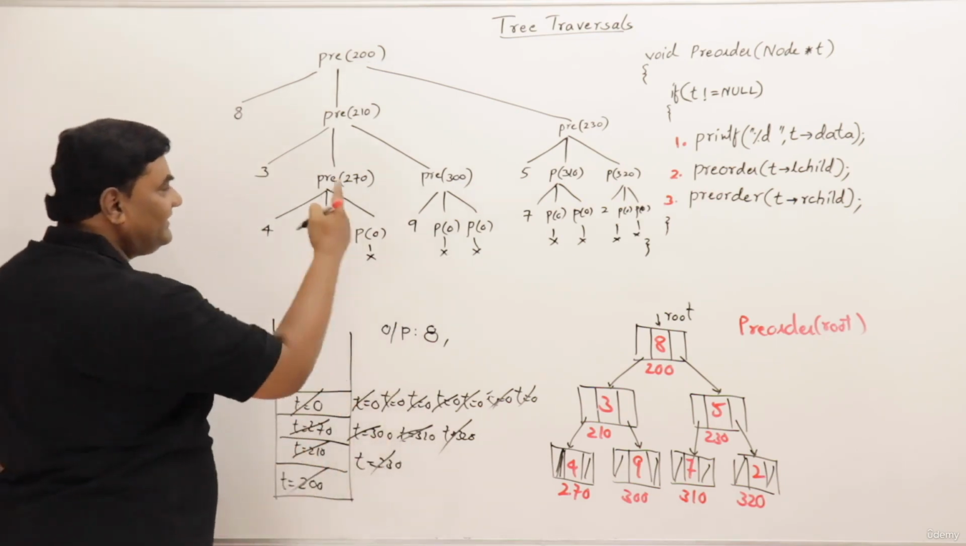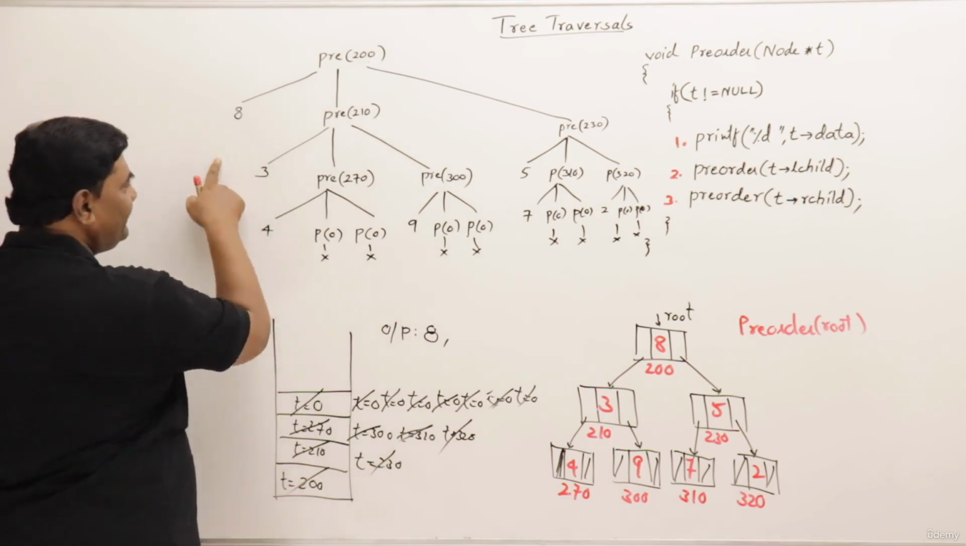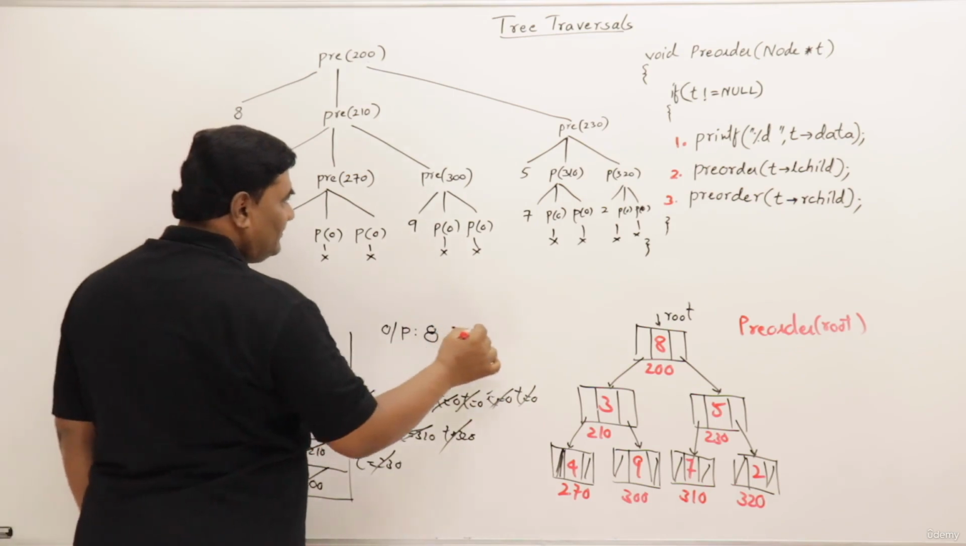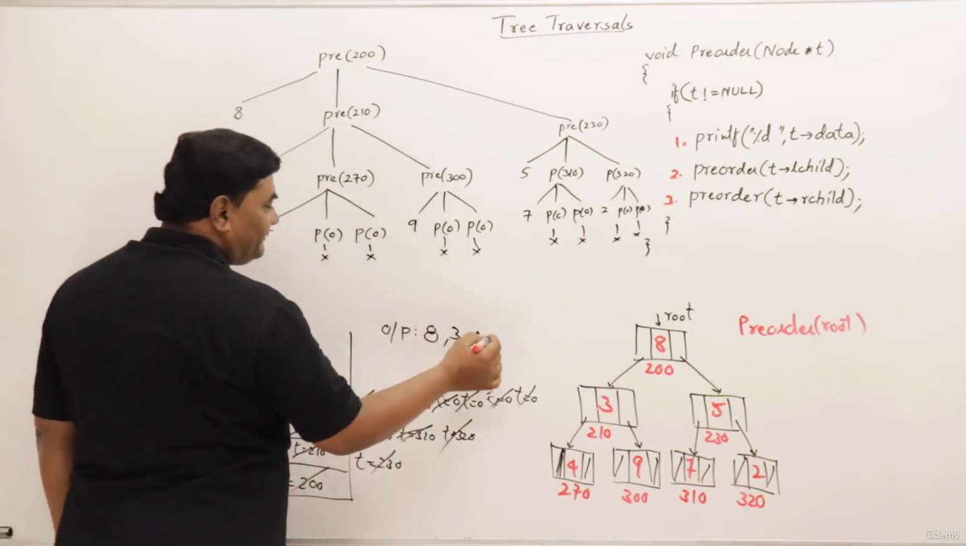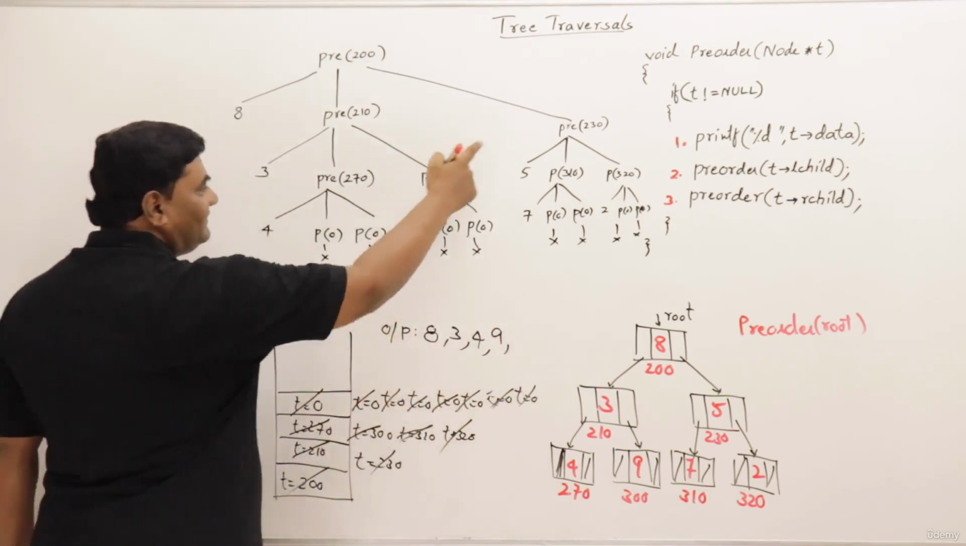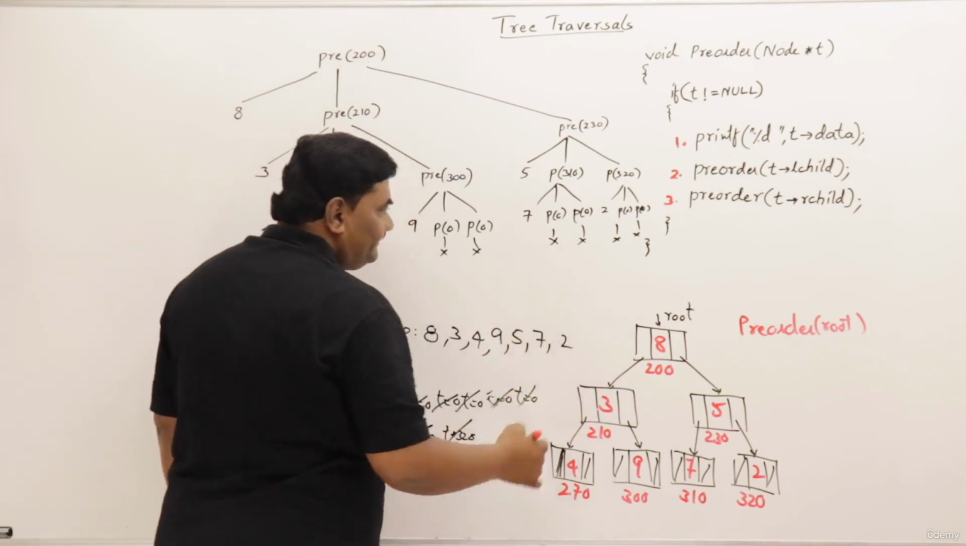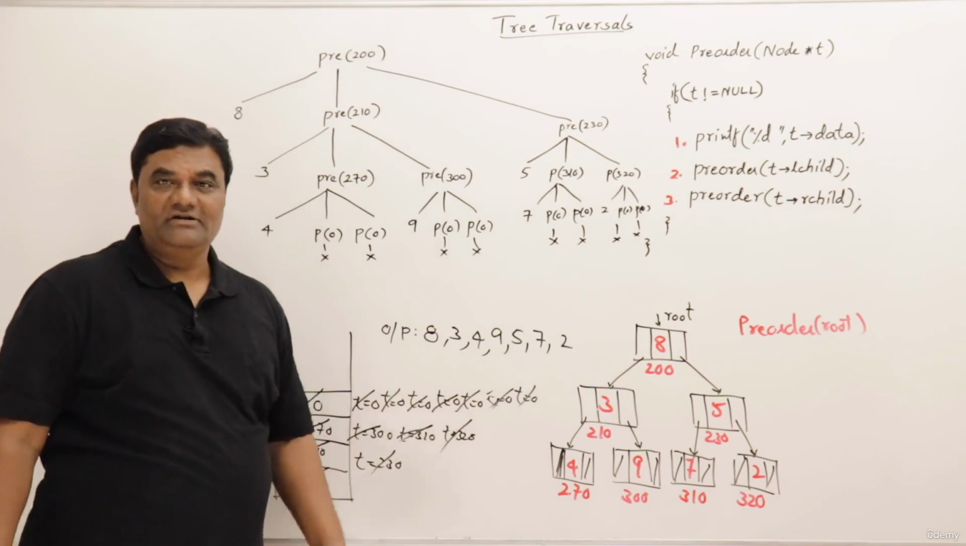Did not write the output. Let us check and write the output. First 8 was printed. Then 3 was printed. Then 4. Then 9 was printed. Then 5. Then 7. Then 2. So this is the output of pre-order.